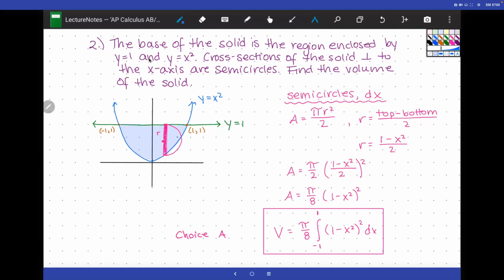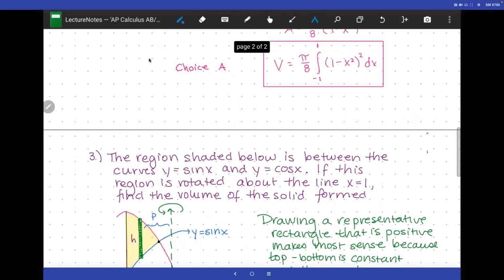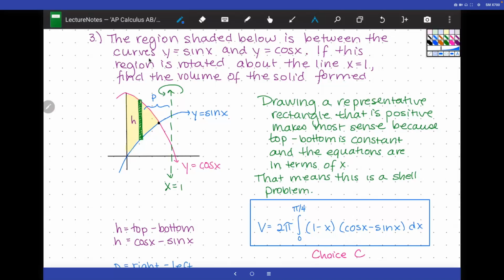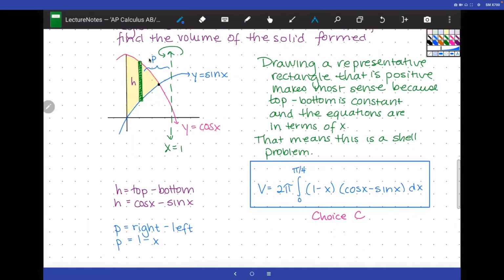Any questions on this one? Anybody want more time looking at this one before we go to number 3? Number 3. Be careful with P. Remember, you always got to measure right minus left. So it is 1 minus x, not x minus 1. Any questions?